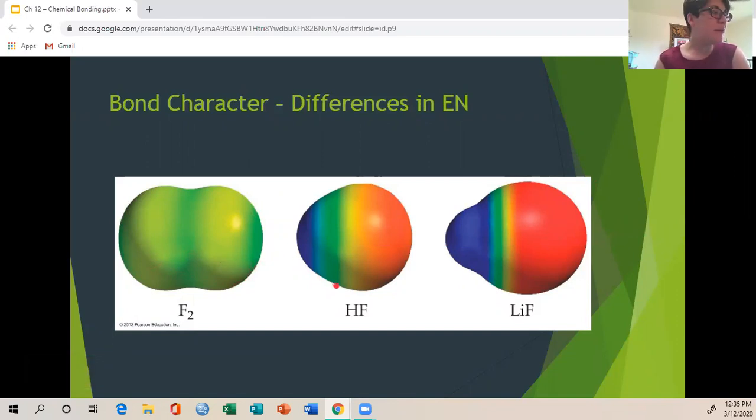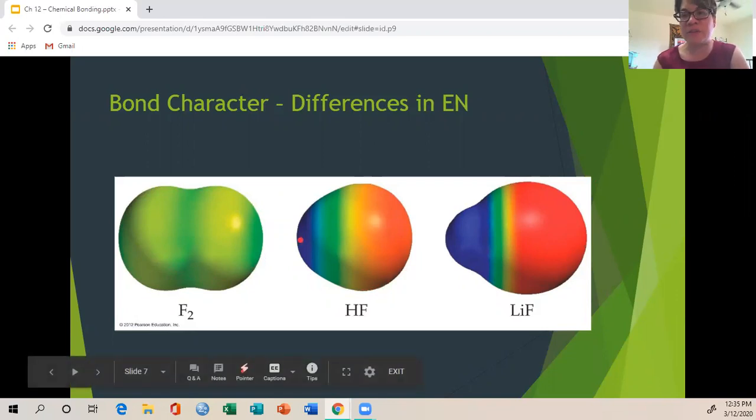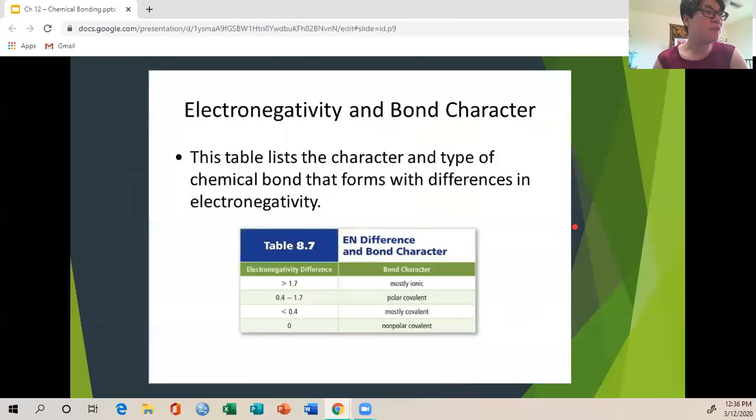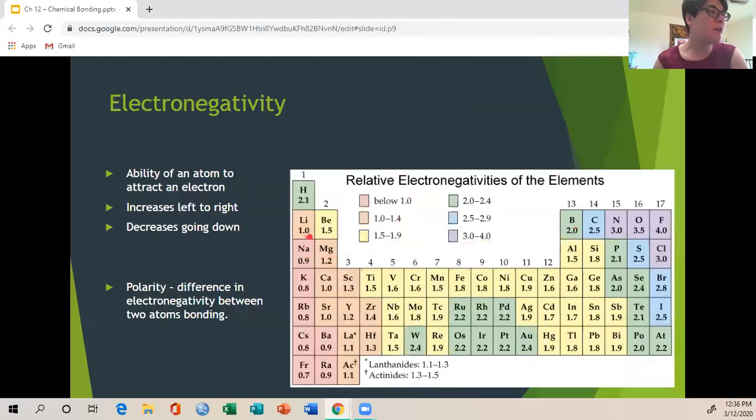And then here we're bonding H and F. H, we saw, had an electronegativity of 2.1, and F had an electronegativity of 4, so that difference is 1.9, and you can see that it's unevenly pulling the electrons over to this side. And then lithium and fluorine, we also looked at that example. Lithium had a 1, fluorine had a 4. Remember, lithium is a metal and fluorine is a nonmetal, so that's going to be an ionic bond.